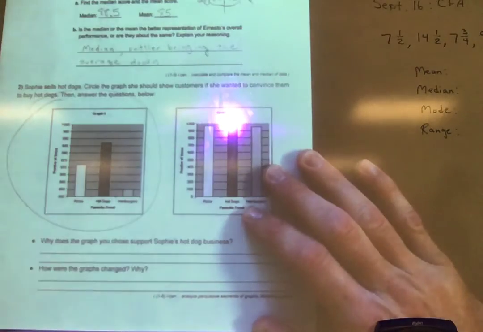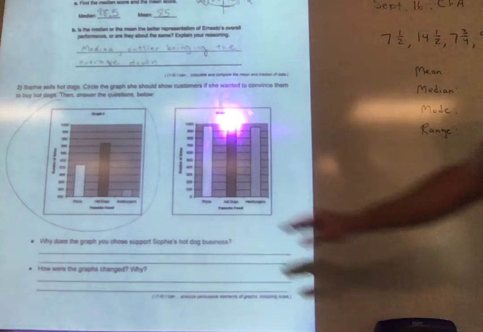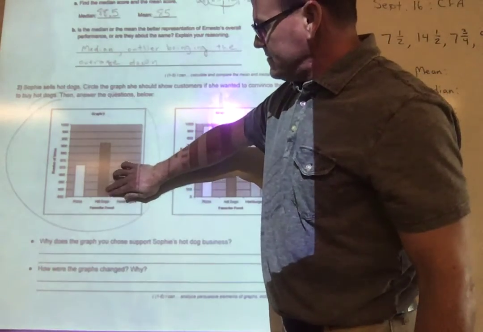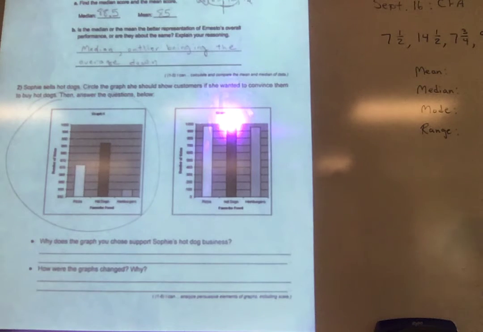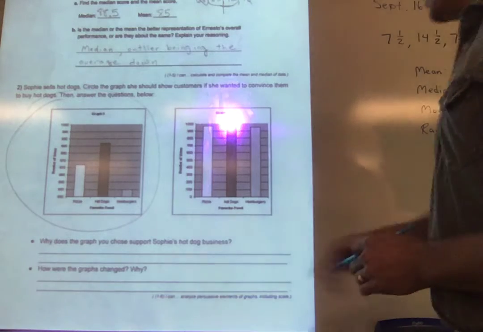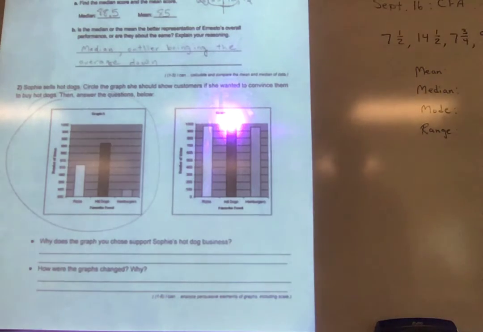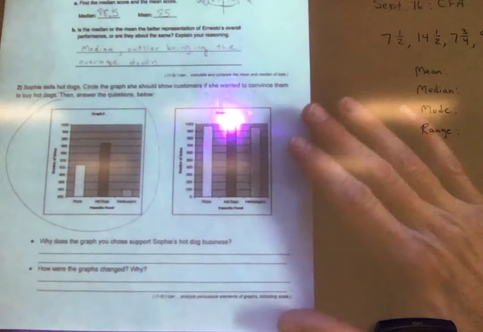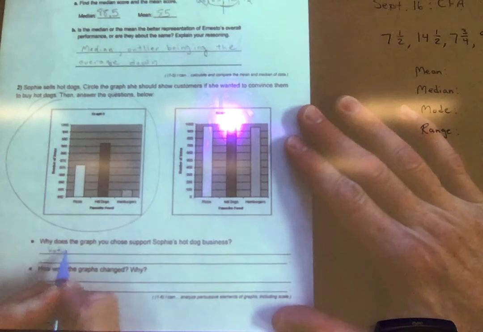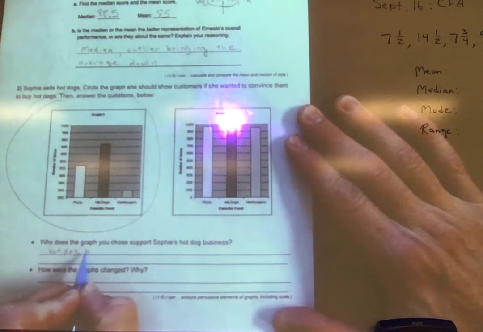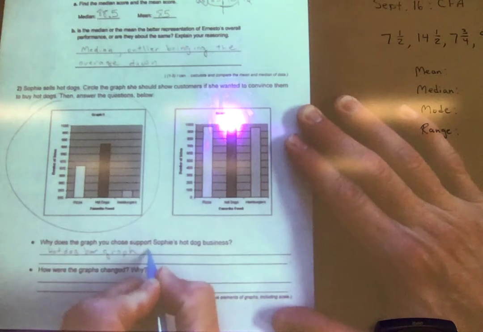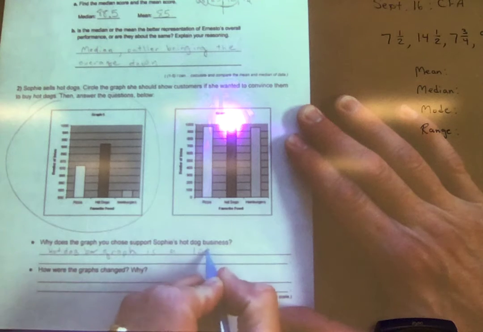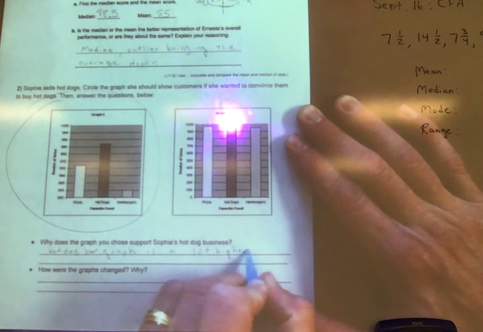So I'm going to circle that one because the hot dogs here, kind of hard to read, but you notice theirs look like they're a lot more popular because it's a lot higher on the bar. But we know in reality there's some things that can cause it to look like this. Okay, so why does the graph you chose support Sophie's hot dogs? Because the hot dog bar graph is a lot higher than the other bars.